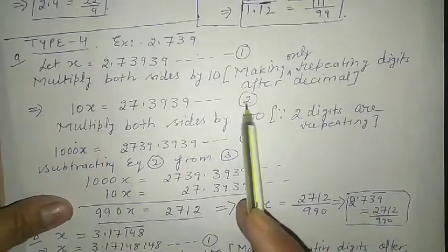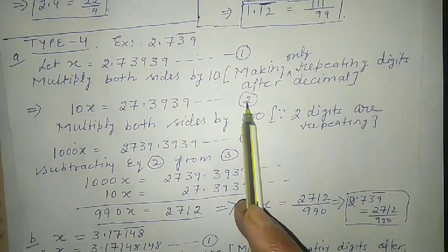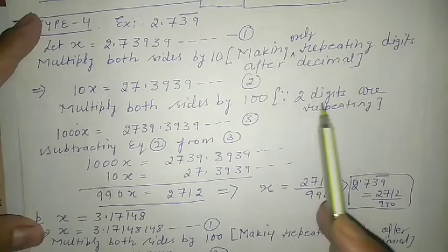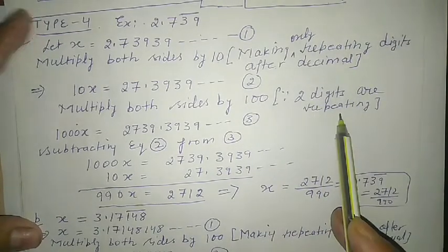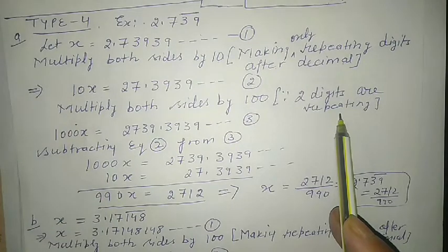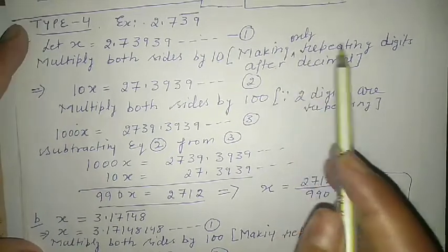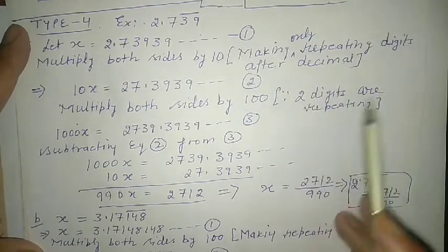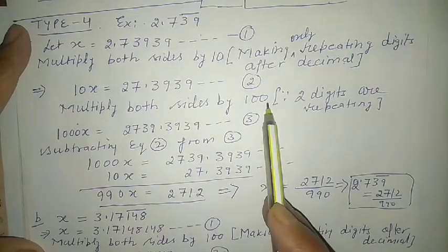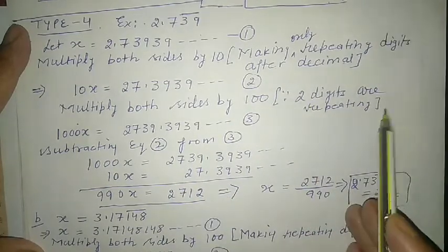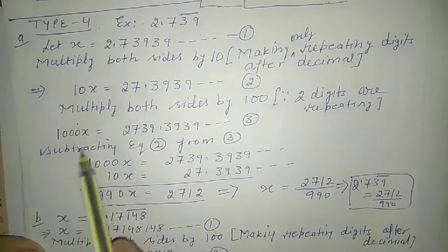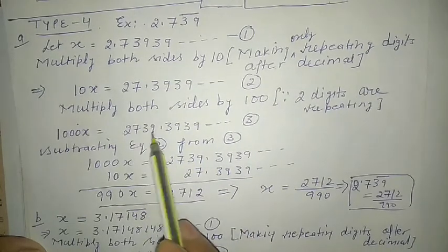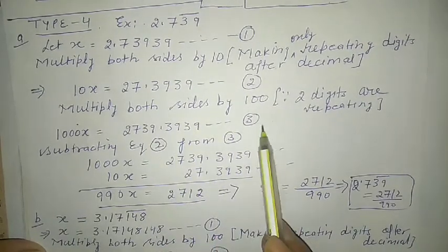Now from here, this is the question like we have done in type 1, type 2 and type 3. Multiply both sides now by 100. Why? Because 2 digits are repeating. So we have multiplied here 2 times. First, to make only the repeating digits after the decimal, and second, because the digits are repeating. Multiply both sides by 100 because 2 digits are repeating. So if we multiply both sides by 100, this becomes 1000x, and this becomes 2739.3939 and so on. This is the third equation.